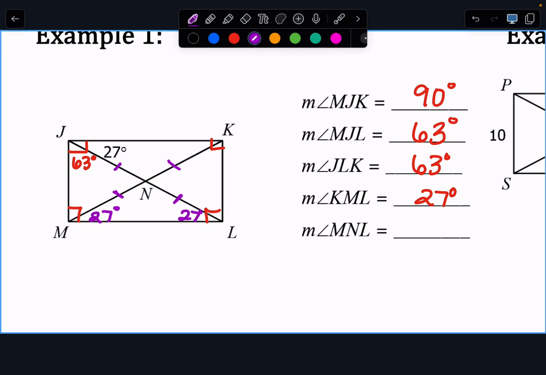So how do we get M and L? Okay, find the third angle. What is it? 126, do we agree? Yes. Okay. Yeah, I figured that out. Okay.